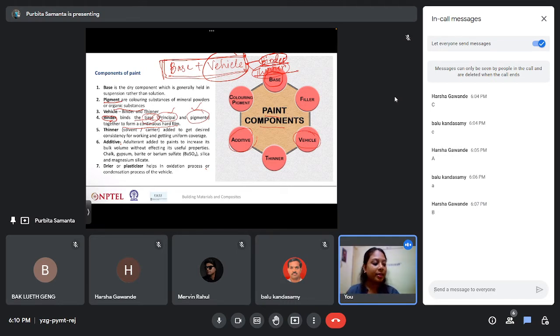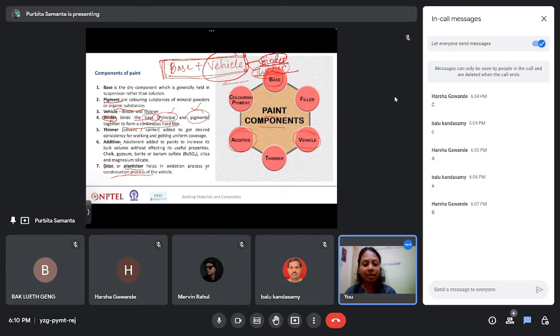And apart from that, there is also a dryer or plasticizer used, which helps in the oxidation or the condensation process of the vehicle. So that is what the use of dryer or plasticizers are. I hope the different components and the properties of each of the components are clearer to you all.